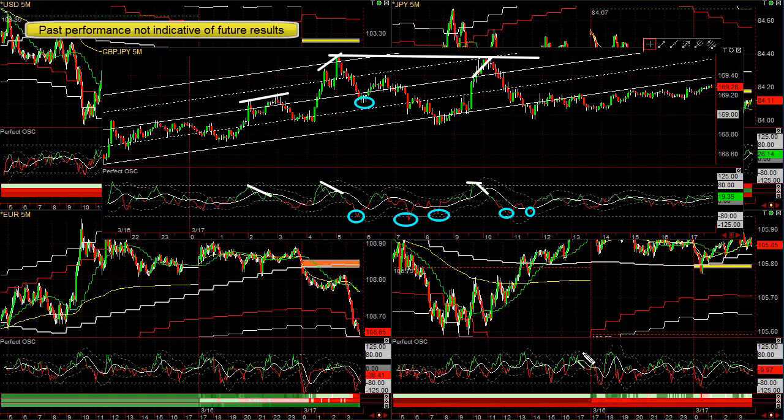So the perfect oscillator is a wonderful tool. I call it the perfect oscillator because it does not use any number of bars in its calculation. It's based on statistics. It's based on extreme volatility over the last 20 days and comparing today's volatility to that. So it can be used in hundreds of different ways, including divergence trades for double tops, double bottoms, and pullbacks.